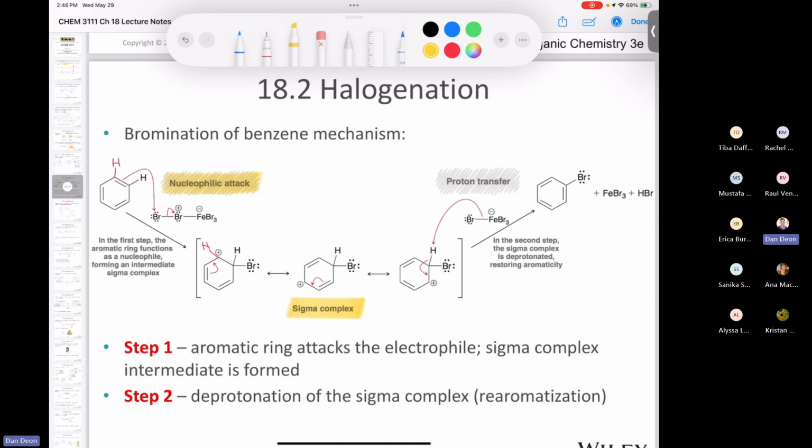So the intermediate that's formed after the nucleophilic attack is highly resonance stabilized, right? You see there's 3 resonance forms here. Now, what you notice is that this is aromatic, whereas the sigma complex is non-aromatic because it's got an sp3 hybridized carbon in it. So it definitely can't be aromatic. It's non-aromatic.